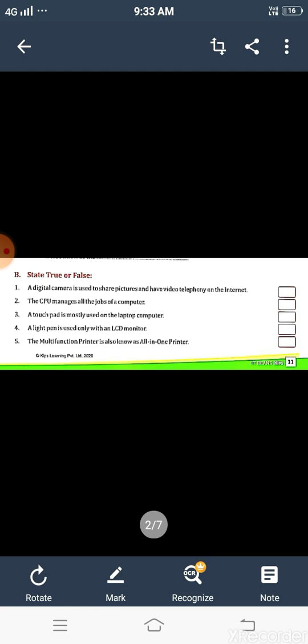Question number 1. A digital camera is used to share pictures and have video telephony on the internet. True. Question number 2. The CPU manages all the jobs of a computer. True. Question number 3. A touchpad is mostly used on the laptop computer. True. Question number 4. A light pen is used only with a LCD monitor. False. Question number 5. The multi-function printer is also known as all-in-one printer. True.